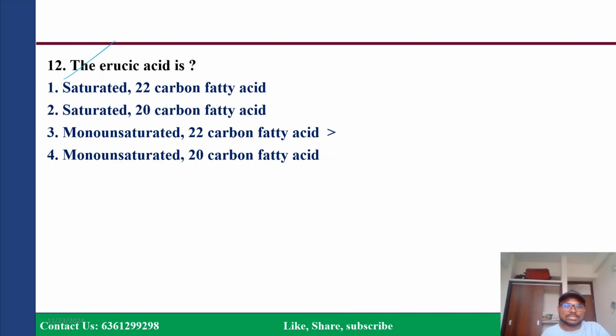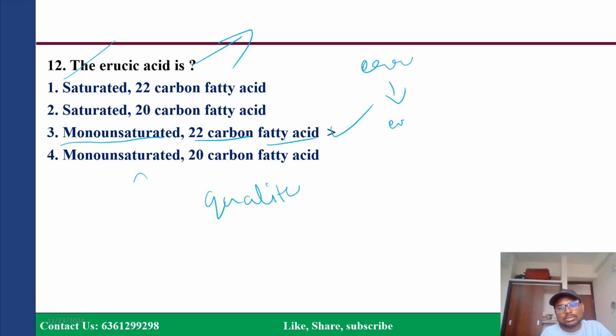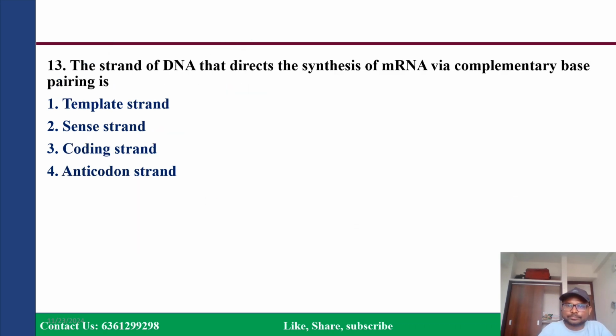Then, what is erucic acid? It's also a basic type of question. You have to remember it is a mono-unsaturated 22-carbon fatty acid. And you should know what erucic acid is, how to breed for erucic acid, and what its importance is. It's a quality chapter. If you read the quality chapter from the book by B.D. Singh, then you will get it easily.